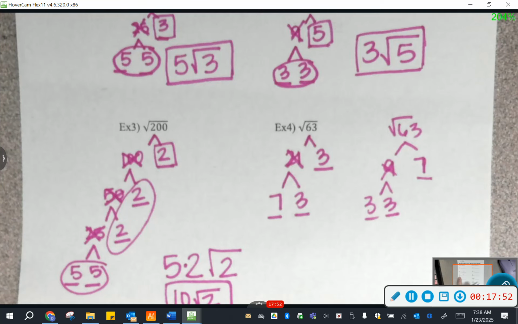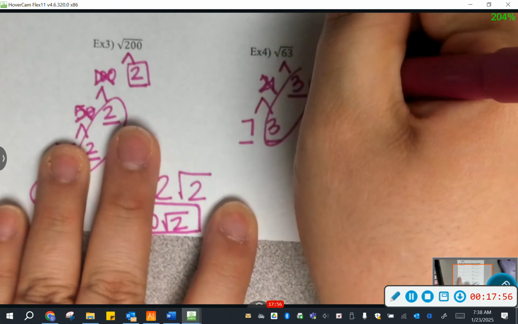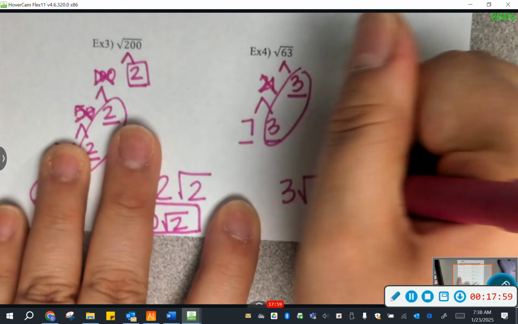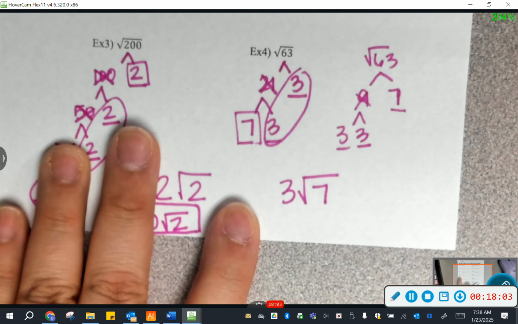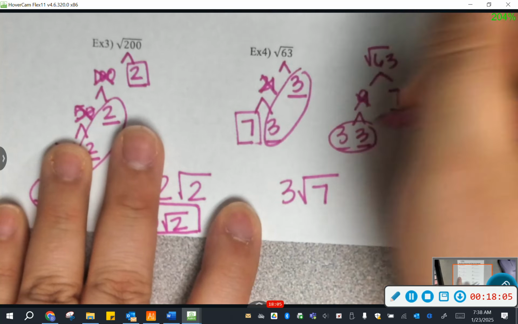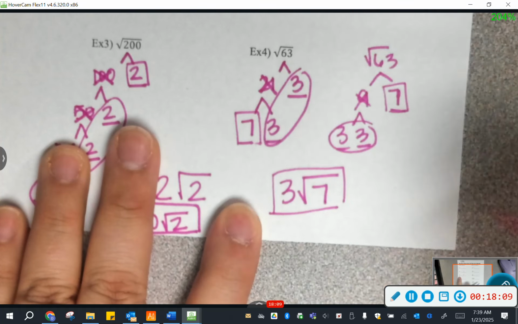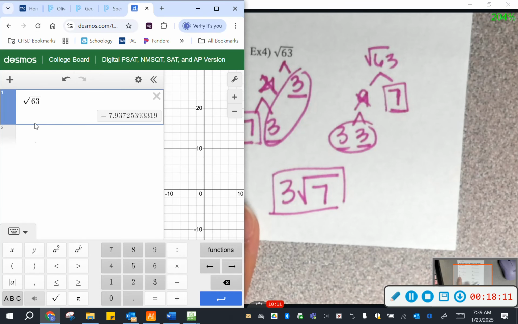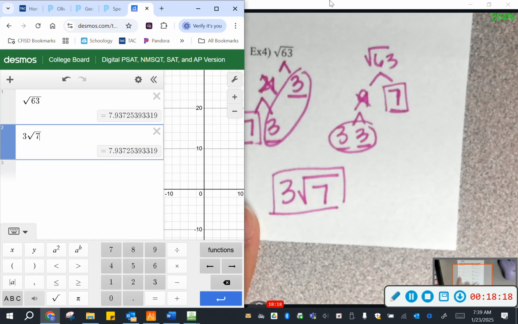What's my rule? Why is 3 on the outside? Pairs go on the outside. Lonely guy goes on the inside. Pairs go on the outside. Lonely guy goes on the inside. And then last but not least, check your answer. What is 3 square root of 7? Are they the same? Yes. So we're done.